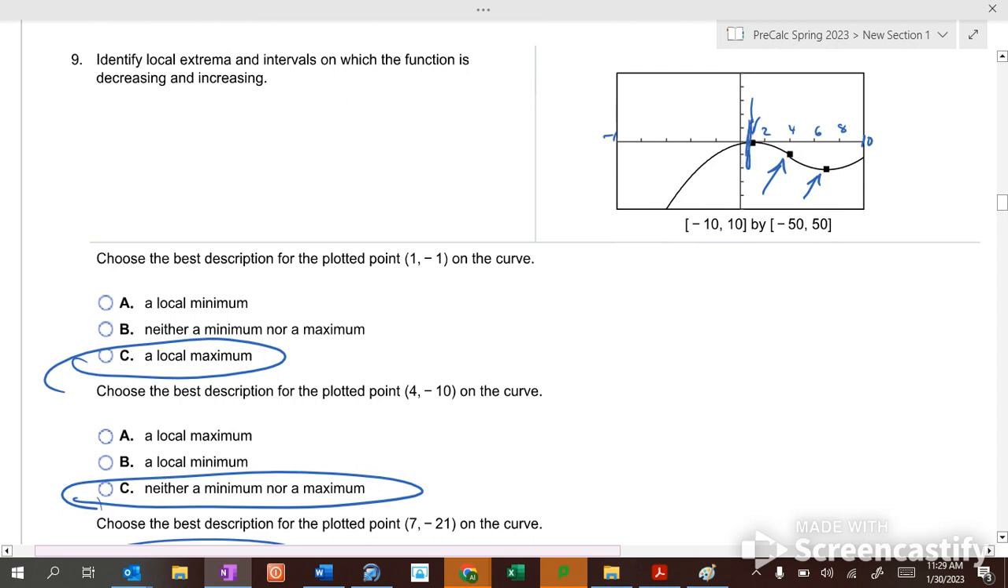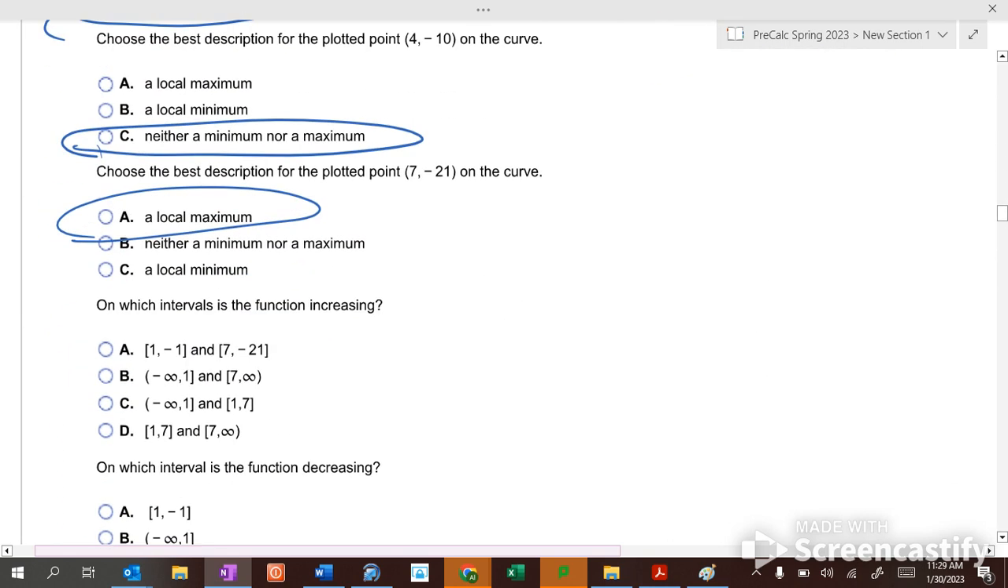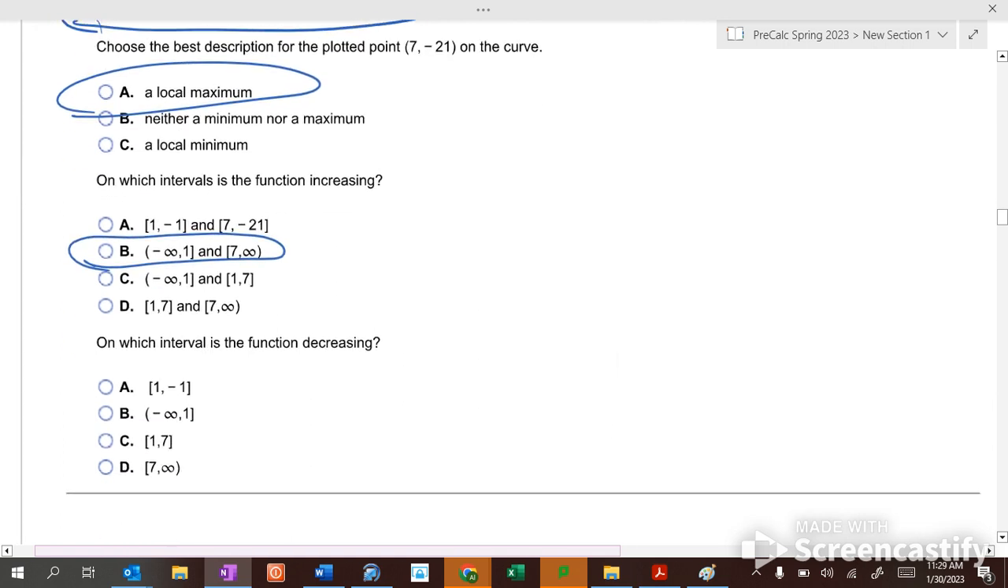Now, where is it increasing? Well, it's increasing all the way to there, and then from there on. So basically up to 1 and then from 7 on. Where is it decreasing? Well, then it's in between 1 and 7.